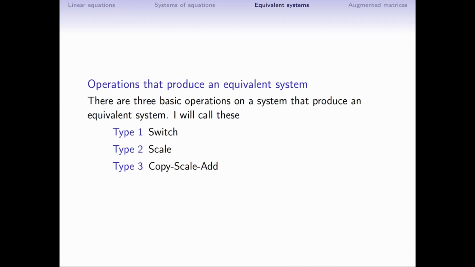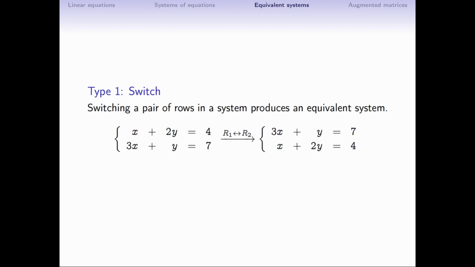Now, there are three basic operations on a system that produce an equivalent system, and I will call these type 1 or switch, type 2 or scale, and type 3, which is a copy, a scale, and then an add. So let's look at each of these in some detail. Let's look at type 1 or switch first.